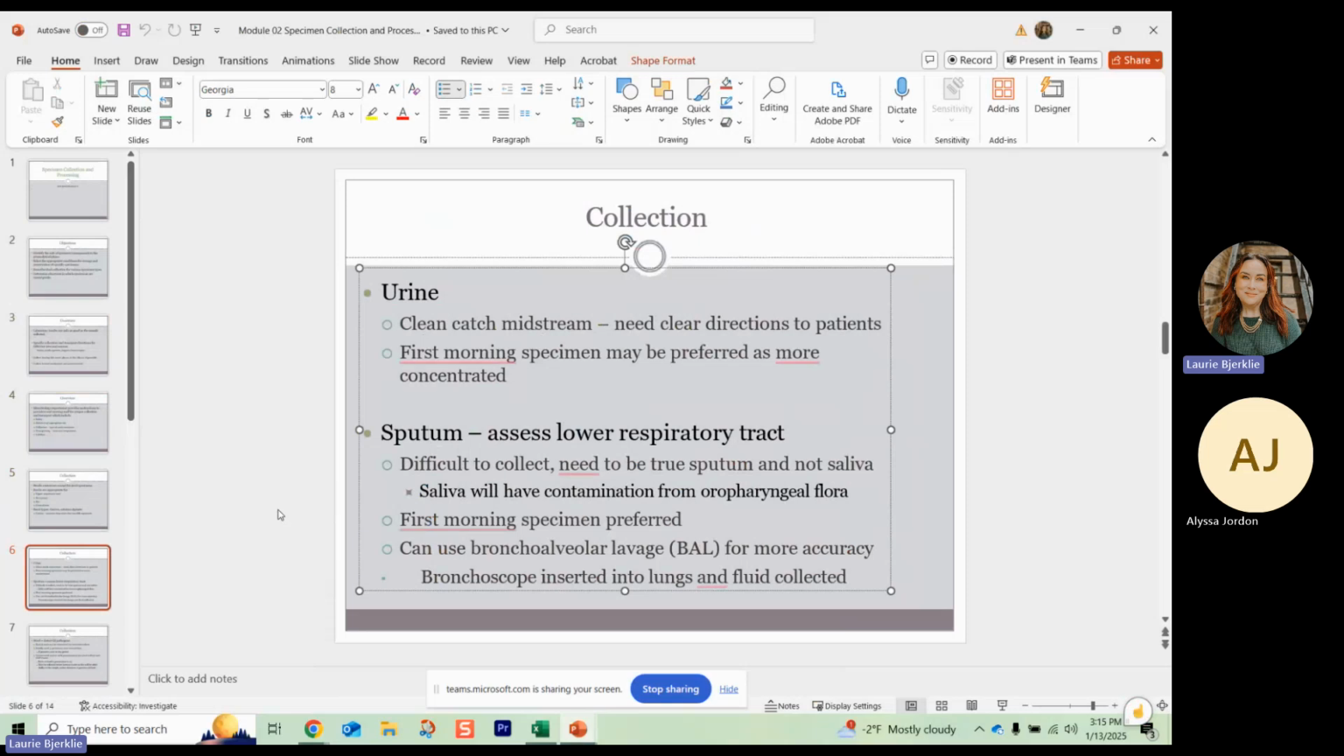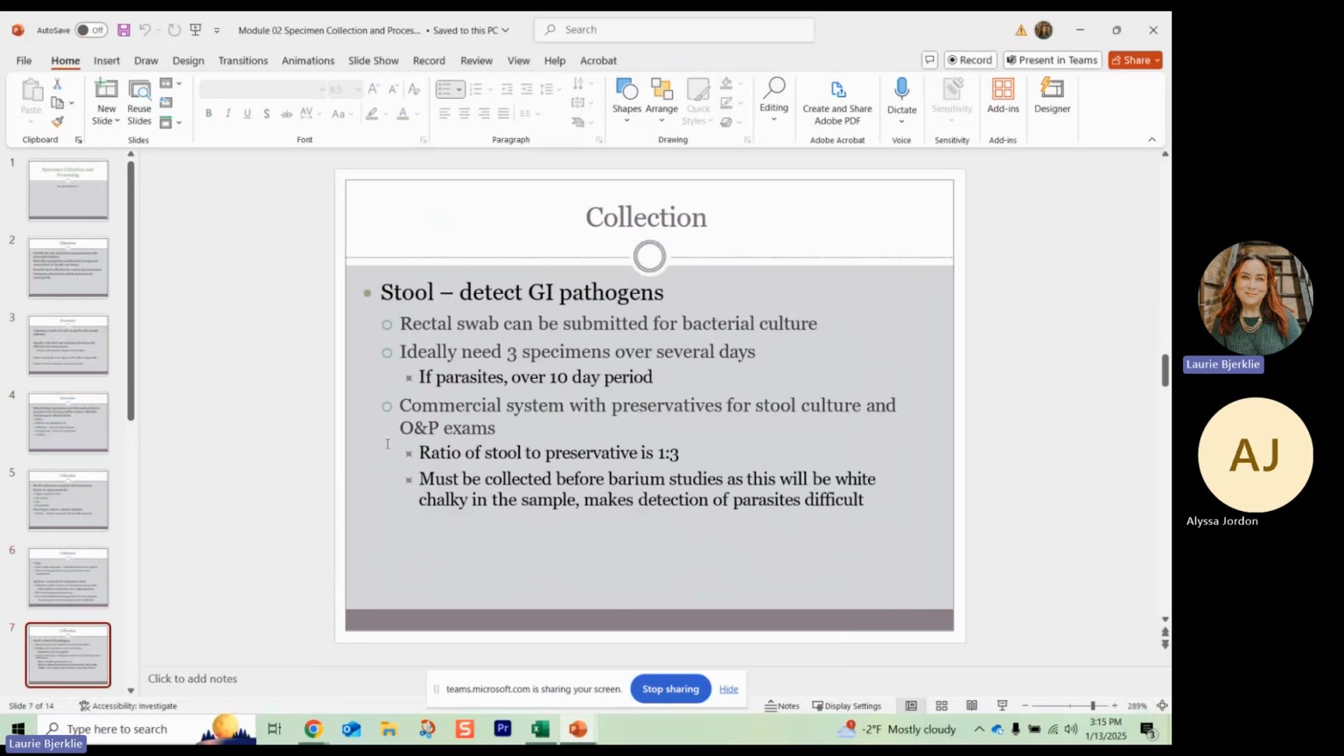Sputum, again, and that's a deep lung loogie. Definitely can be difficult to collect. Ideally, first morning is really preferred on sputum because that's a lot of times when they're sick, that's when they're coughing up that stuff, first in the morning. We do not want saliva because saliva will have a bunch of normal flora, bacteria from your mouth in it. That's just contamination. You could also do a bronchoalveolar lavage. That is a bronchoscope that gets inserted into lungs and then they collect the fluid. That could also work for assessing the lower respiratory tract. Again, this is usually looking for like pneumonia, what's causing pneumonia or something.